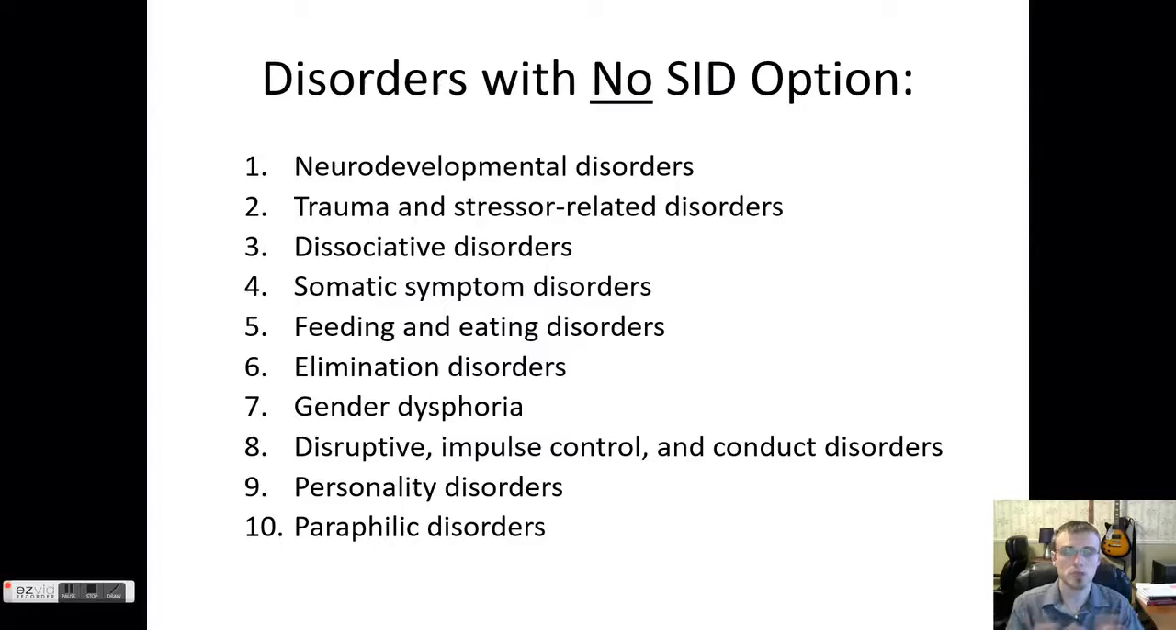These are the disorders that do not have the substance-induced disorder option. So these ones have been decided that chronic or heavy substance use or a substance use disorder does not induce these particular disorders. So we have other neurodevelopmental disorders like ADHD, trauma and stress-related disorders, dissociative disorders, somatic symptom disorders, feeding and eating disorders, elimination disorders, which is peeing and pooping in unusual locations, gender dysphoria, disruptive, impulse control, and conduct disorders, personality disorders, and paraphilic disorders. So these would always be considered separate disorders from a substance use disorder.